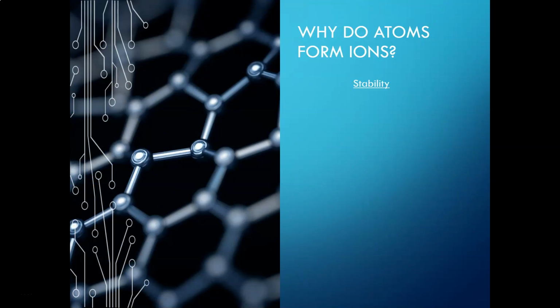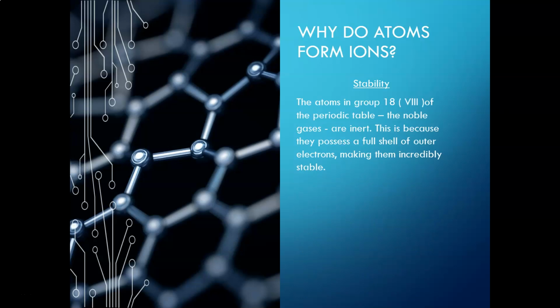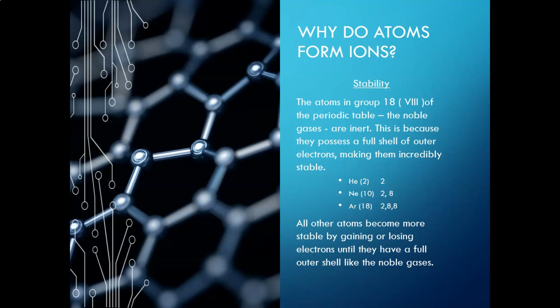Okay, so why do atoms form ions? Purely for stability. If you think of group 18, that's our noble gases. They're inert. They are completely stable. They're very, very unreactive, and that's because they've got a full outer shell of electrons making them stable. So if you think about it, helium, the shell is full. Neon, the outer shell is full. Argon, the outer shell is full. So they're extremely stable. All other atoms become more stable by gaining or losing electrons until they have a full outer shell, like our noble gases.